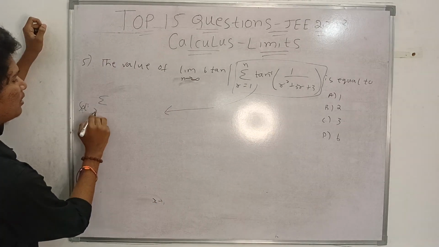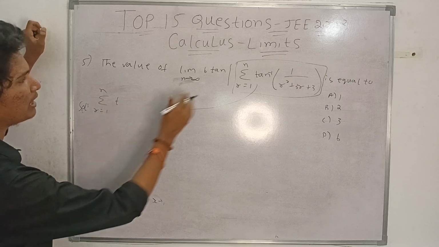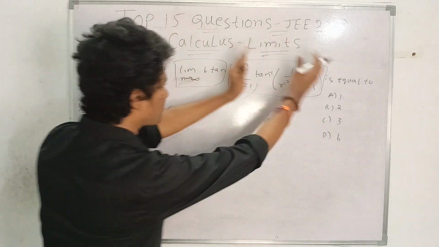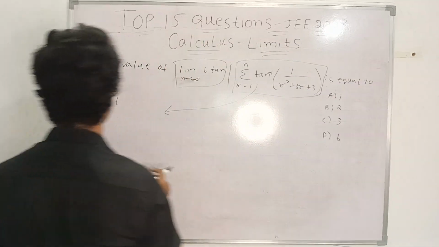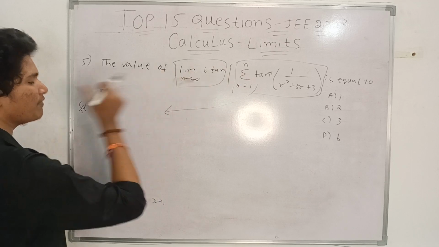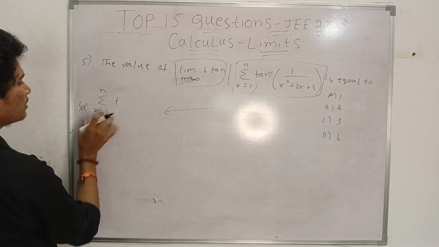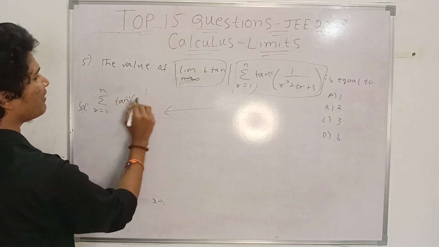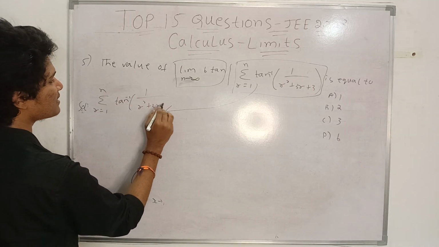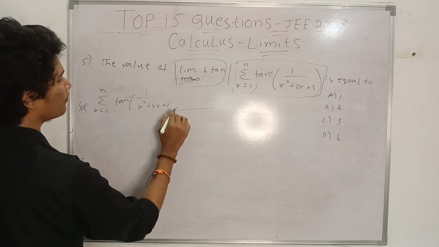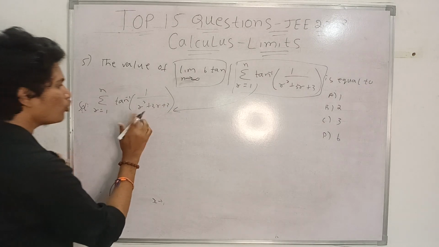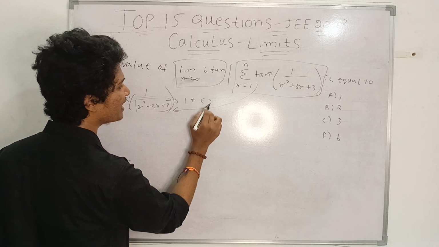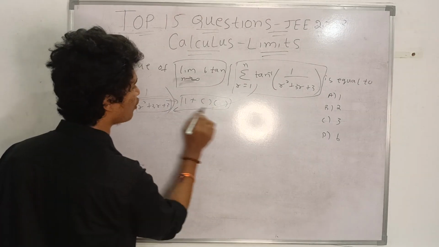By seeing this, it is very clear that it is an inverse part and these can be solved very easily. I am breaking this question into two parts, the inverse part and the limit part. First we have to solve the inverse part: sigma r equal to 1 to n, tan inverse of 1 divided by r square plus 3r plus 3. We have to make the denominator in the form of 1 plus something into something.